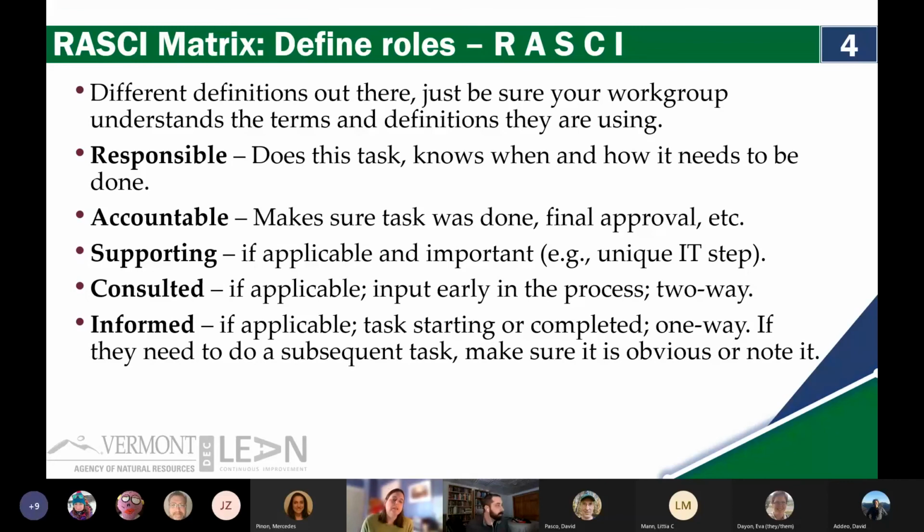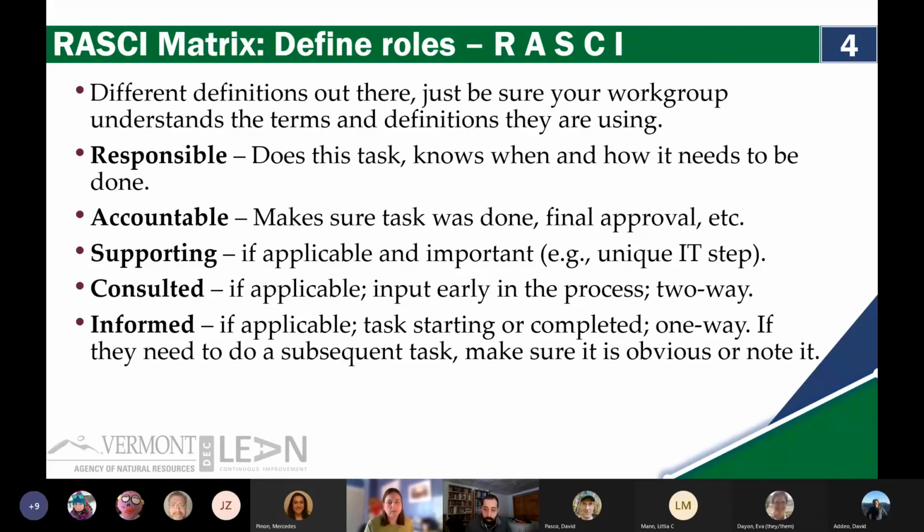So supporting is, some of these don't include it. It's just RACI, but include it if it's applicable and if it's important. If there's a unique IT step, for instance, or some kind of administrative task where they're not involved in the process in the same way as other members, but it's important that they do their piece of the puzzle.